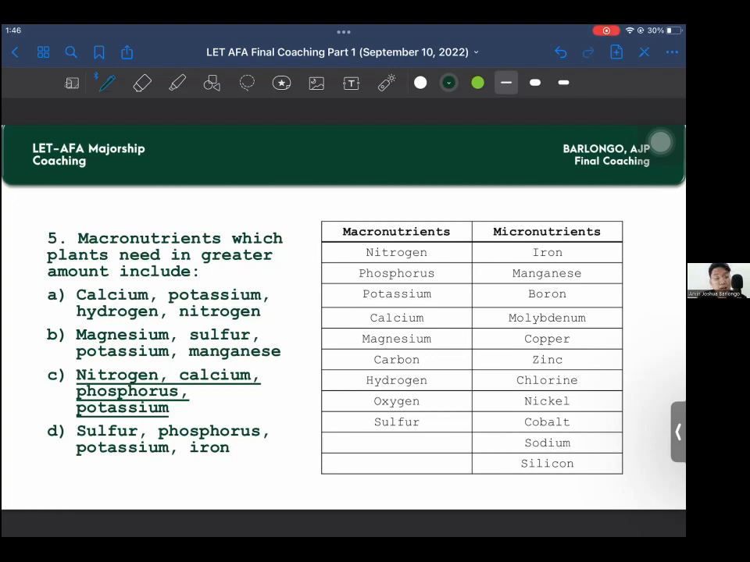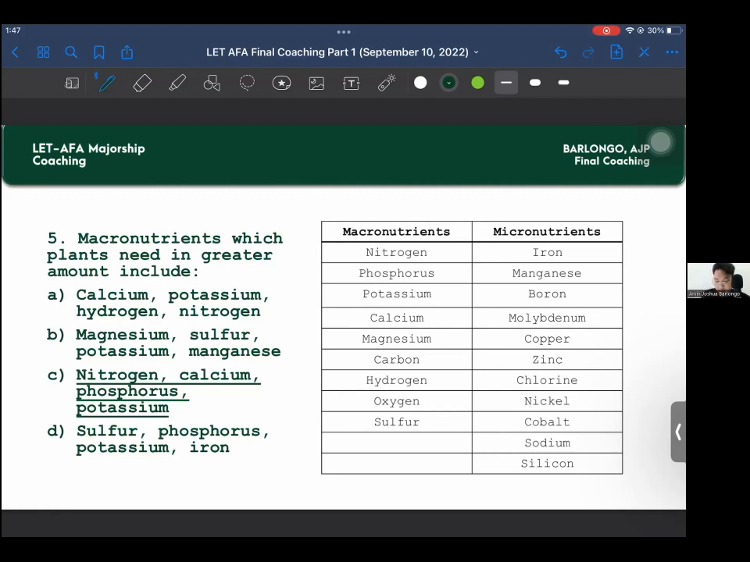That is the reason why if we are looking for the best, for example, if you will argue na, okay, letter A, nandun naman yung calcium ah. Macronutrients naman siya. Potassium, nandun din. Hydrogen, nandun din. Tsaka nitrogen. So, ba't hindi siya yung answer? Remember that in examinations like this, we are looking for the best answer. And that is something that you always need to look when assessing the choices. Alin dito ang pinaka-best?